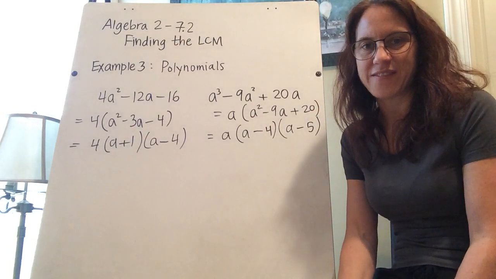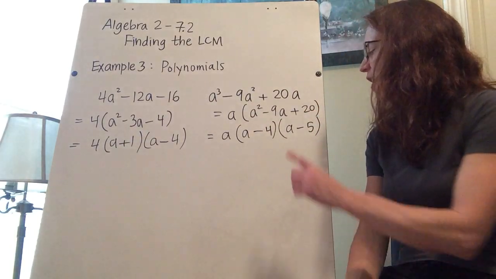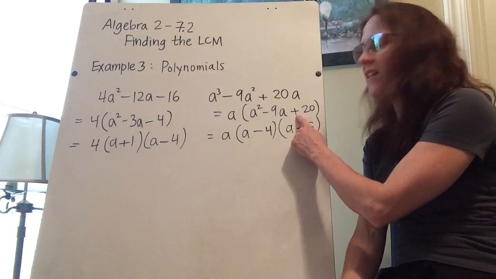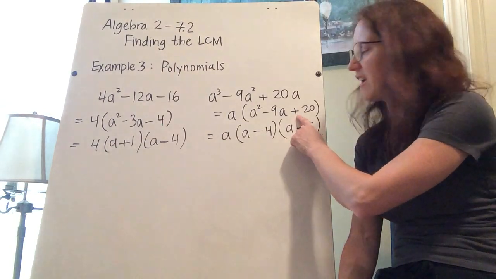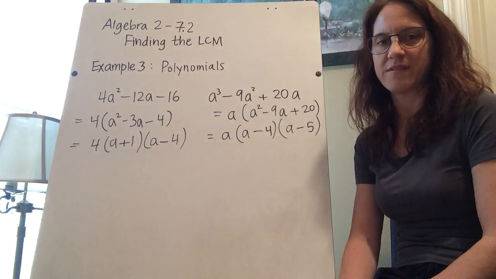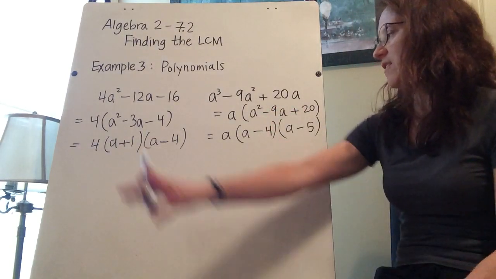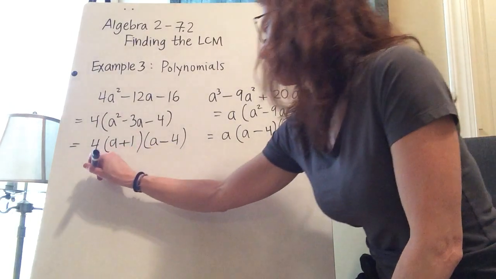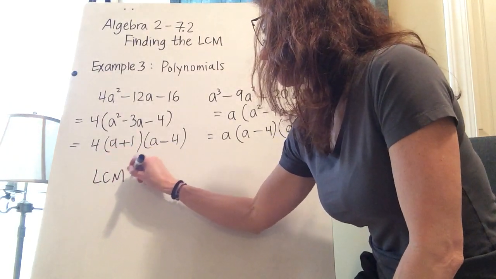Should get 4 and 5. They combine to 9. Why did I put minus signs? Well, I knew from this that they were the same sign. I slide backwards to find out what that same sign is. It's negative. So this one's fully factored. This one's fully factored. Time to figure out the LCM.